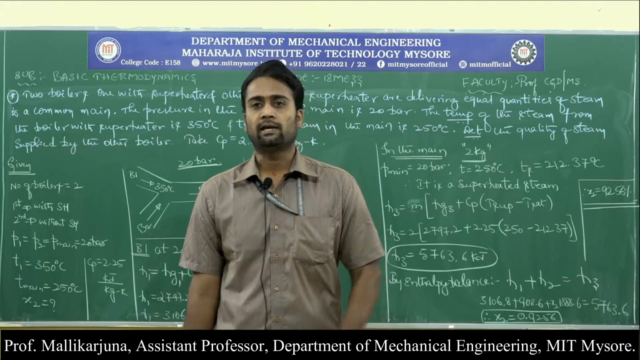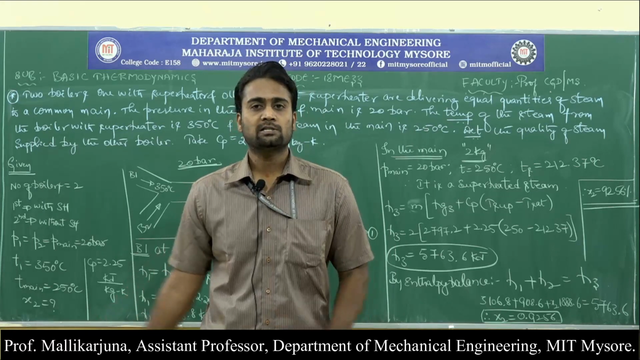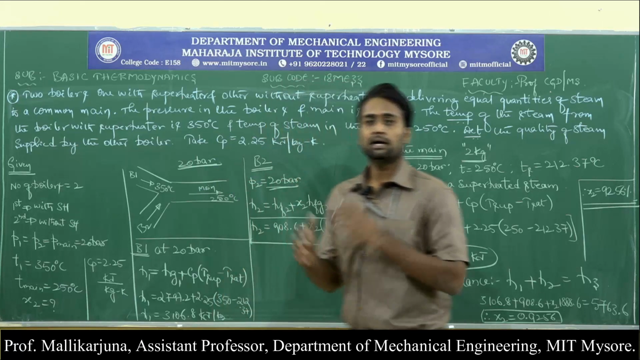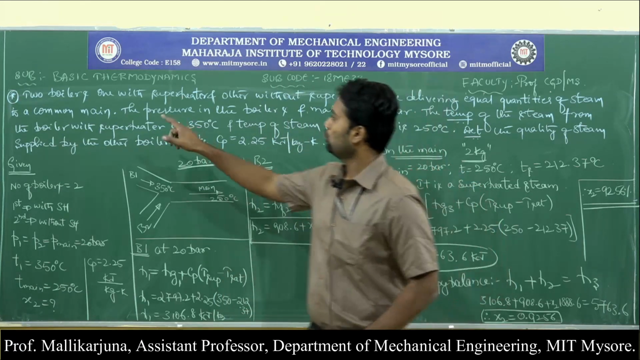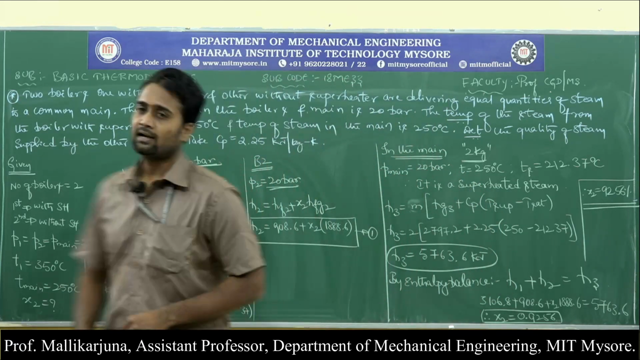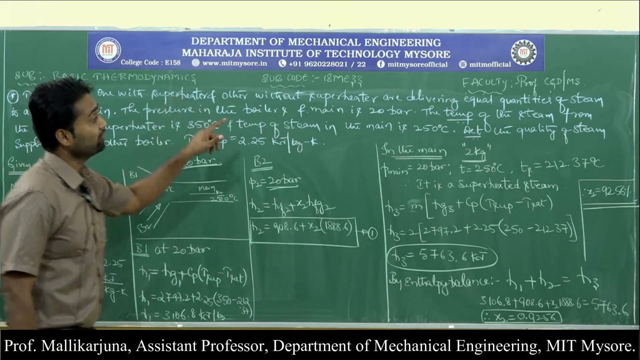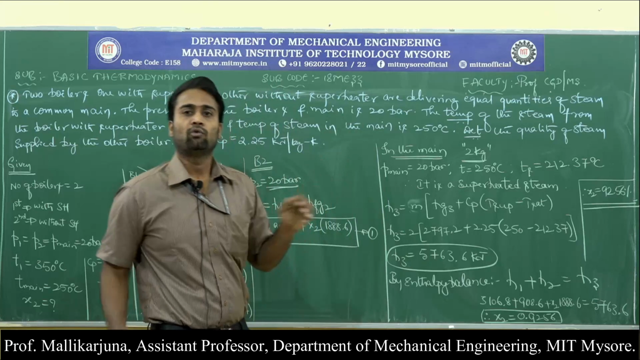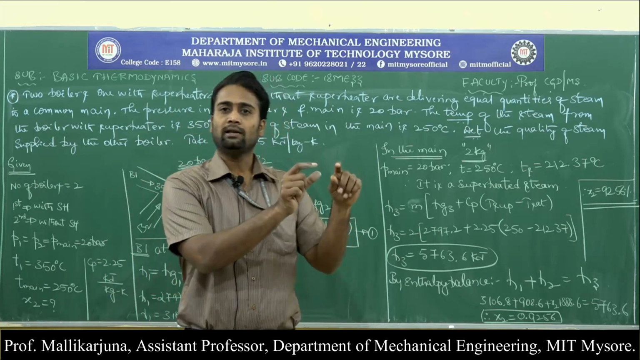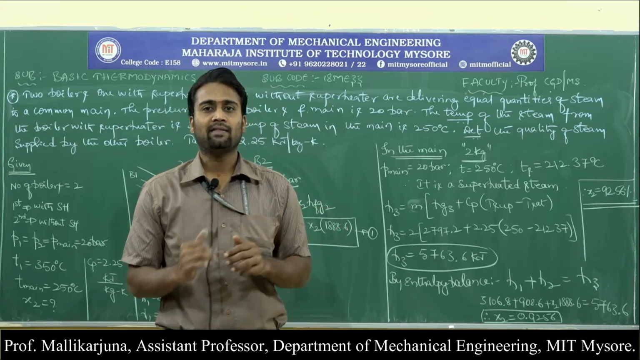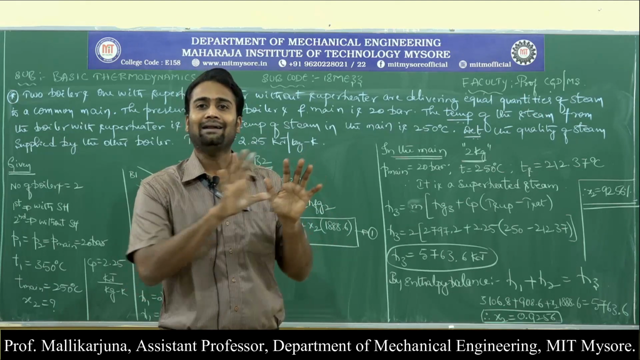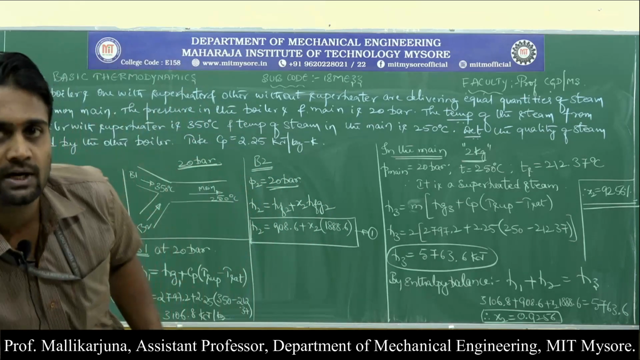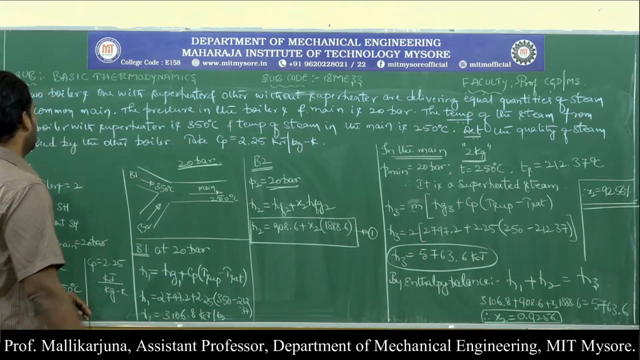Okay, let us move on to the next problem, which will be the last problem of pure substances. Let me read the problem to you, kind of different problem. 2 boilers, one with a superheater and other without superheater, are delivering equal quantities of steam. We have 2 boilers, one is attached with the superheater and another without the superheater, and they are delivering equal quantities of steam. In the sense, both the boilers are supplying equal quantities of steam.